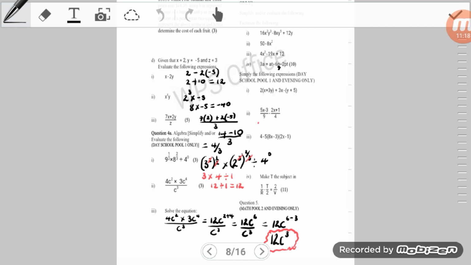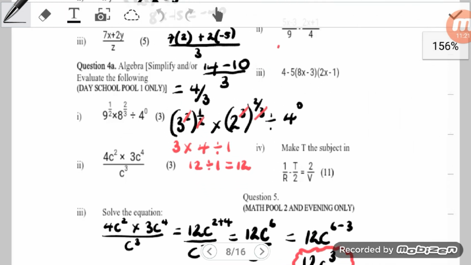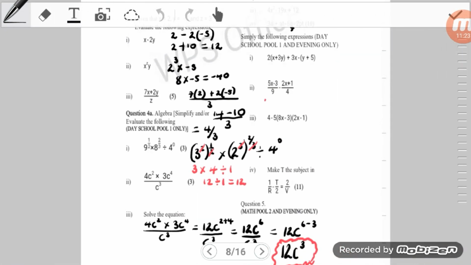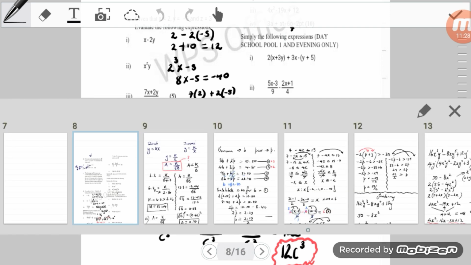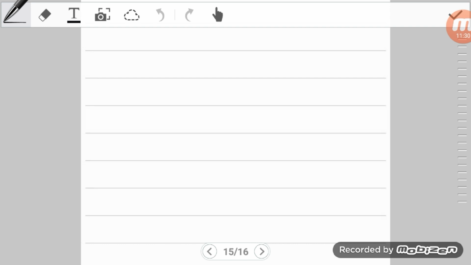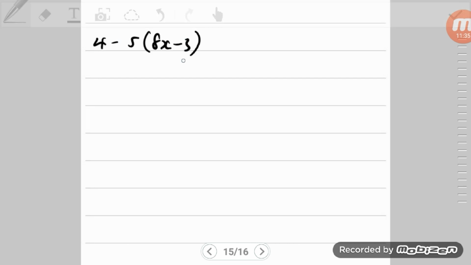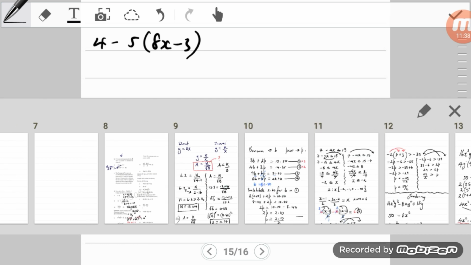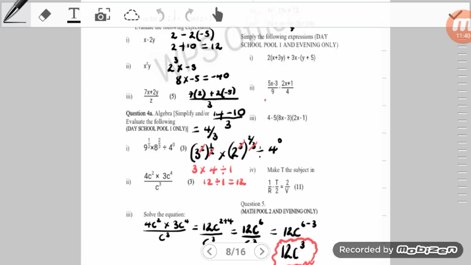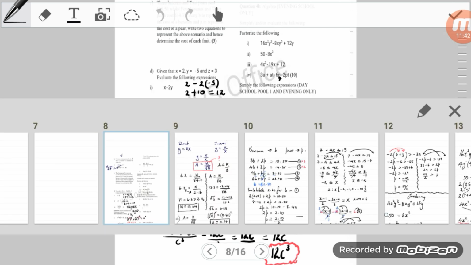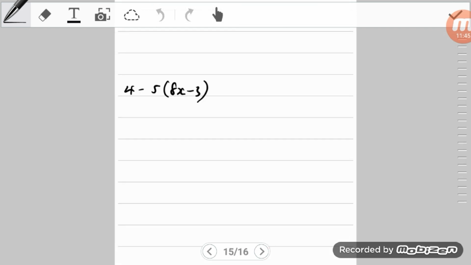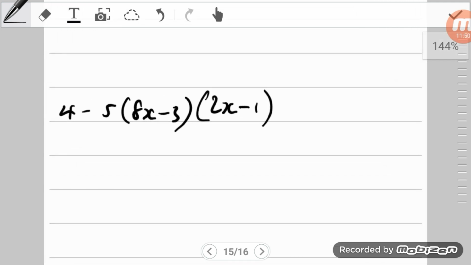We're moving on next to this problem. I don't think I have enough space. So that's 4 take away 5 open bracket 8x minus 3, and that's therefore going to be multiplied again here by 2x take away 1. So this is a problem that is just testing your ability to distribute and expand brackets.